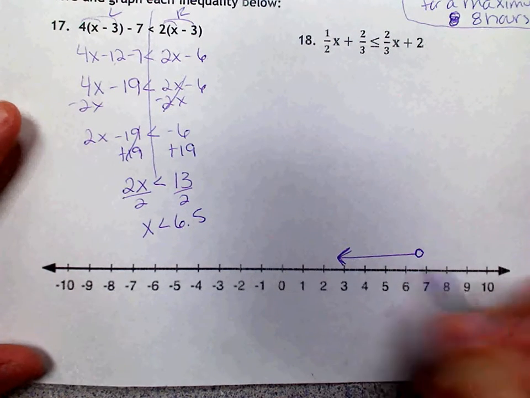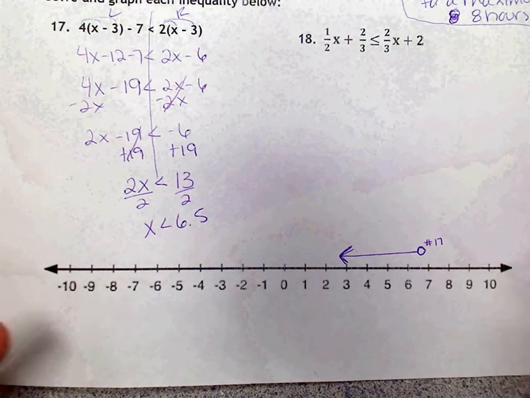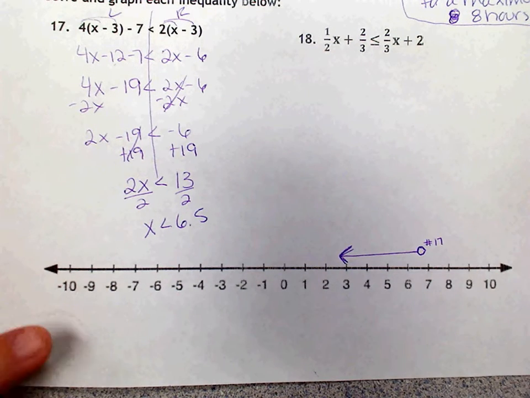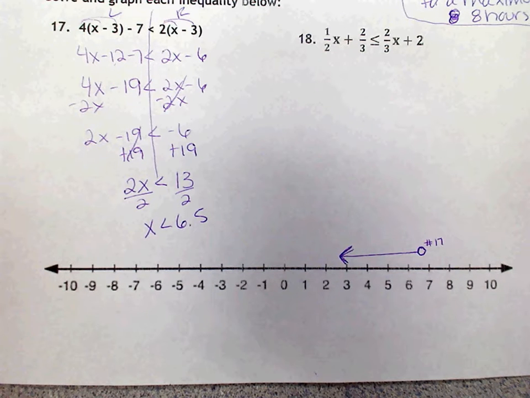Okay, so this right here is number 17. So I'm going to put it off to the side at number 17 because we're going to graph both of them on the same graph. All right, number 18, we have fractions involved.